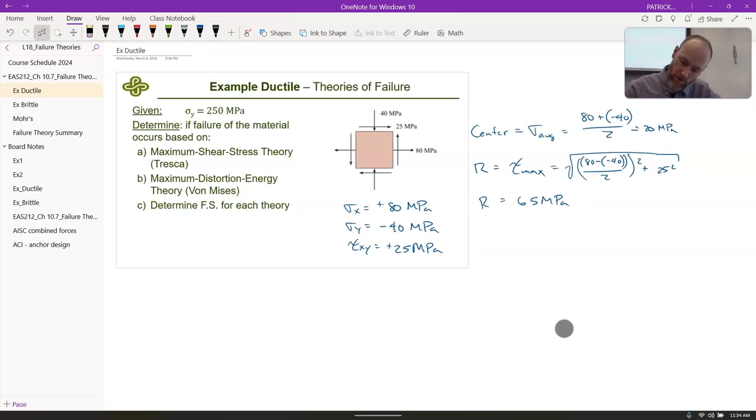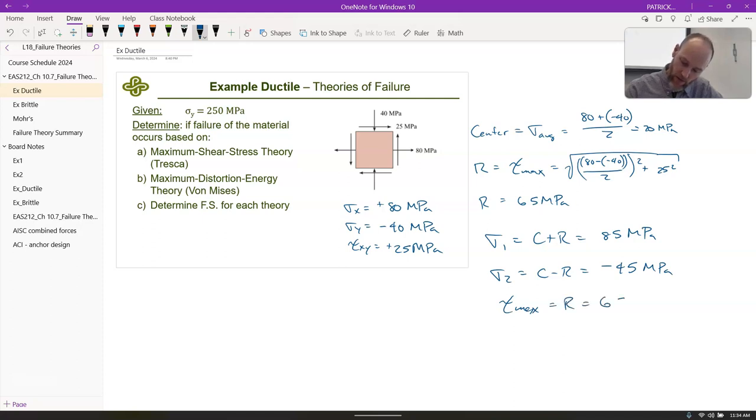So the critical elements from that: sigma 1 is equal to center plus R, 85 MPa. Sigma 2 is equal to center minus R, which is minus 45. And tau max is equal to R, which is 65 MPa.